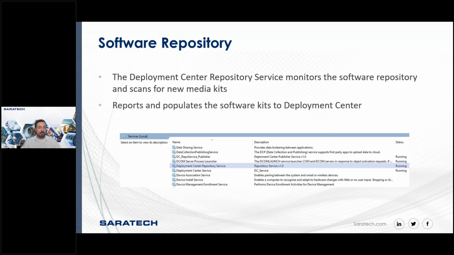Now, it can be set up different ways, with different timings. But if you upload a folder of installation files in there and you do not see it, you can always restart this service so that it picks up the media that you have just populated the folder with. Again, it's called Deployment Center Repository Service. It's installed when you install Deployment Center on your server.